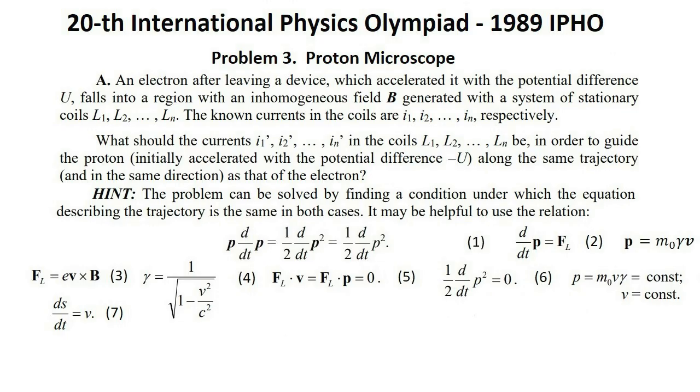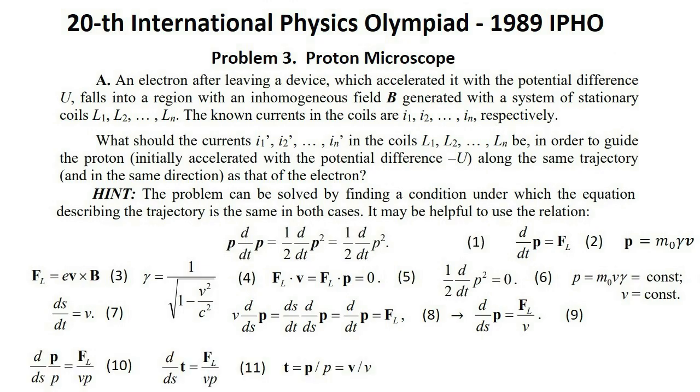Let S denote the path passed by the particle along the trajectory. From the definition of the velocity, we have delta S over delta t equals v, equation 7. Using this formula, we can rewrite the equation of motion as 8 and 9. Dividing this equation by p and making use of the fact that p is constant, we obtain 10 and hence 11, where t is the versor, the unit vector tangent to the trajectory.